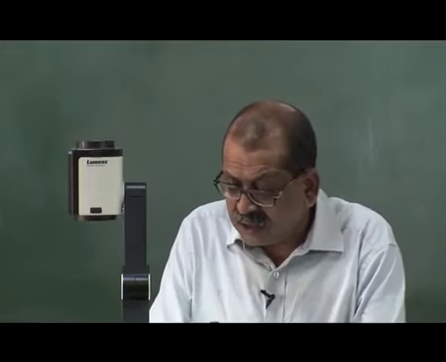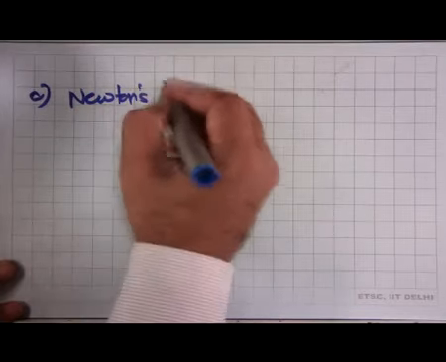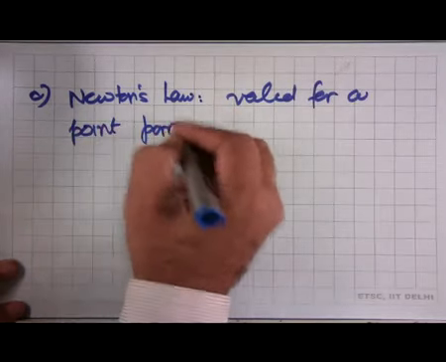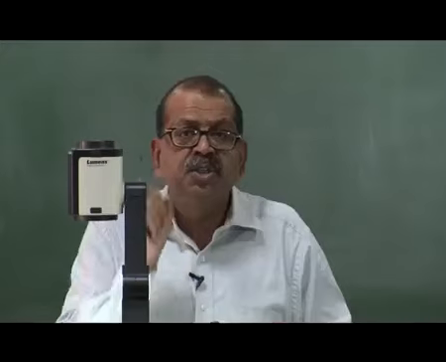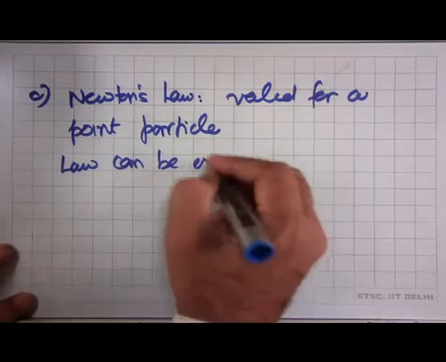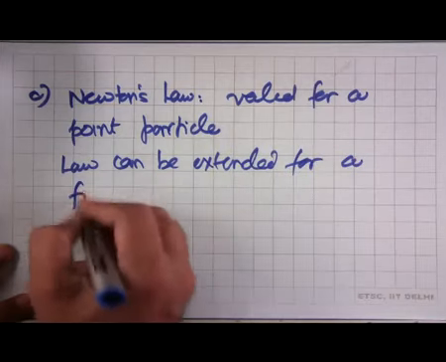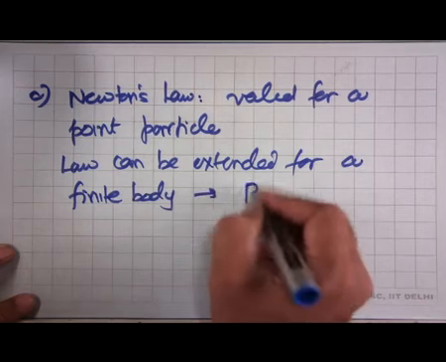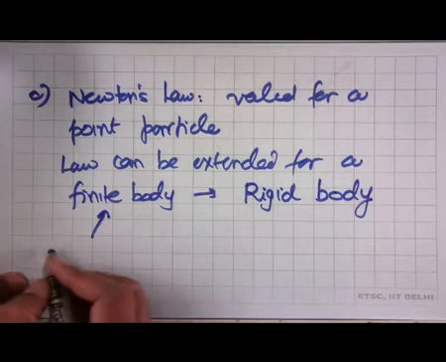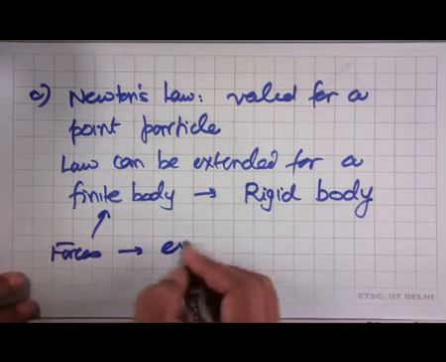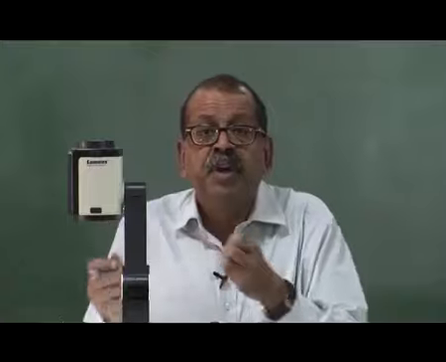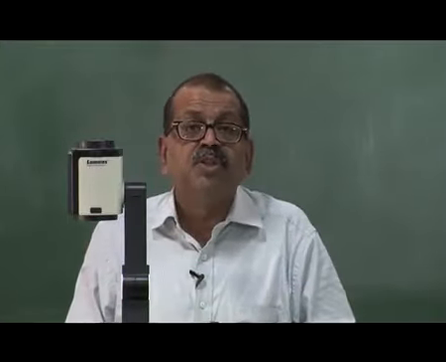Now, the third thing which we see is that Newton's law in the form in which we have seen, this is valid for a point particle, a particle whose motion is there and it is occupying a very small region in space. Now, the law can be extended for a finite body, in particular for a rigid body. But when we apply it on a finite body, one thing we have to keep in mind is that the forces which we talk of have to be external to the body. The forces which are internal to various points on the body will not be considered when we apply Newton's law for a rigid body.